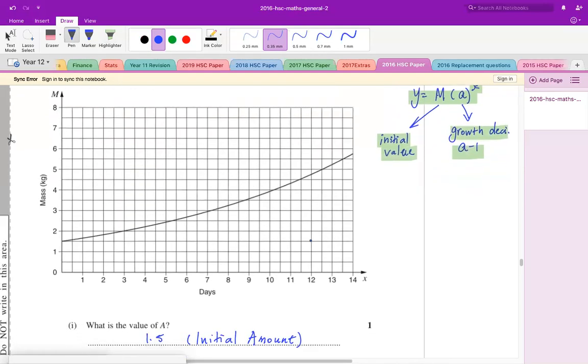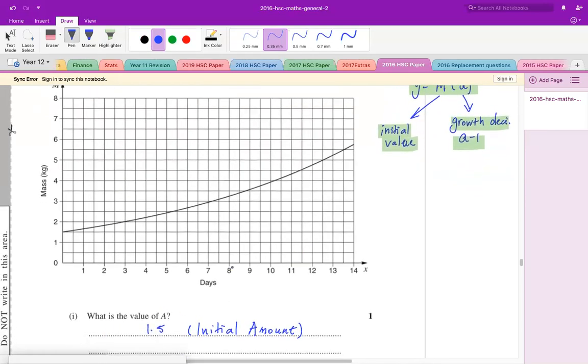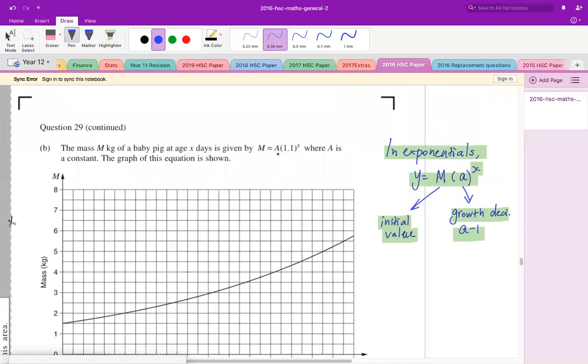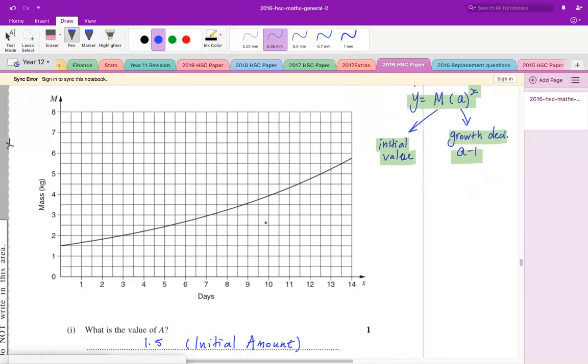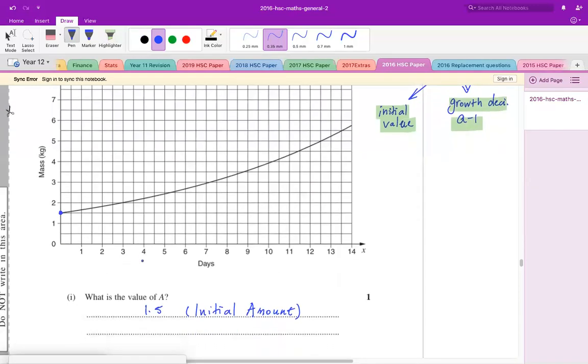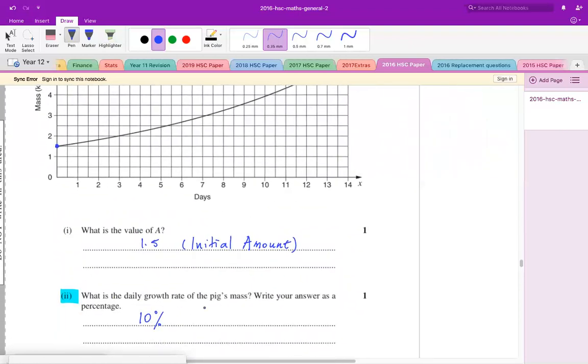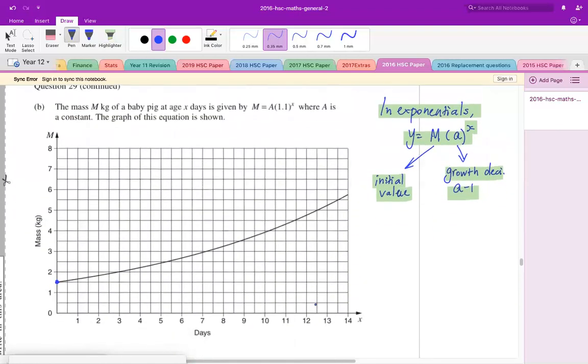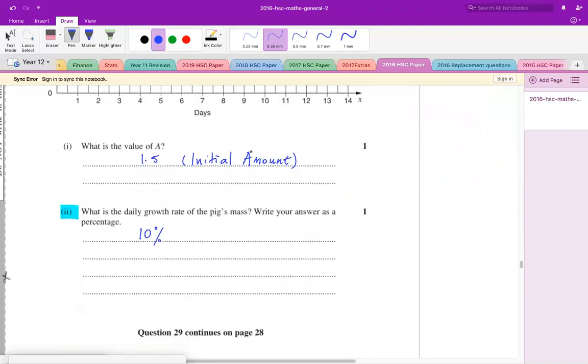Okay, so looking at this graph, it asks you first of all, what's the value of A? A is the number in the front, right? So the initial value. Initial value on the graph is just going to be where the graph started. So that's 1.5. Next one, the daily growth rate. So growth rate is whatever number that's in the middle minus 1. So you have 1.1. That means you're doing 1.1 minus 1 to get a rate, which is 0.1. But this is a decimal. Times it by 100. So it's 10%.